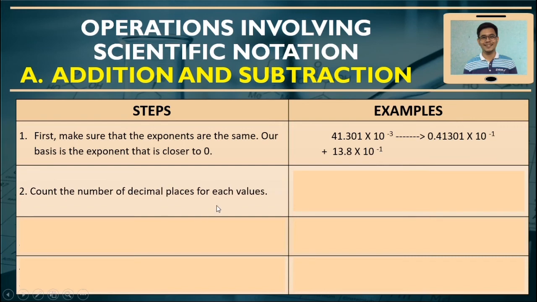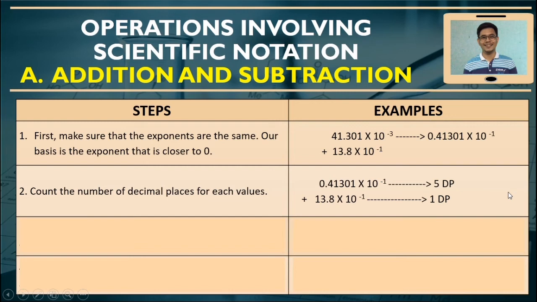So just like in the addition and subtraction involving significant figures, what we count here in the addition and subtraction of scientific notation is decimal places. So here, in our example, this is the one we converted to -1. How many decimal places does it have? We have 1, 2, 3, 4, 5. So we have 5 decimal places. And for our 13.8, we only have 1 decimal place here.